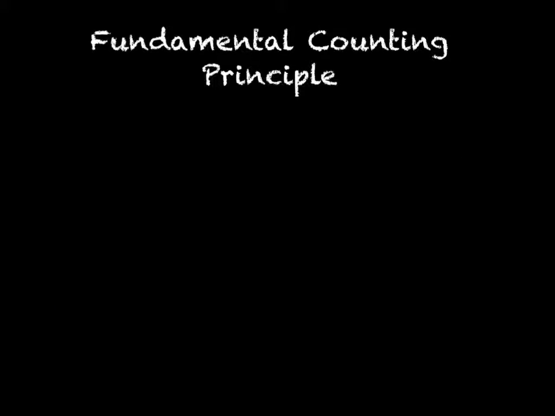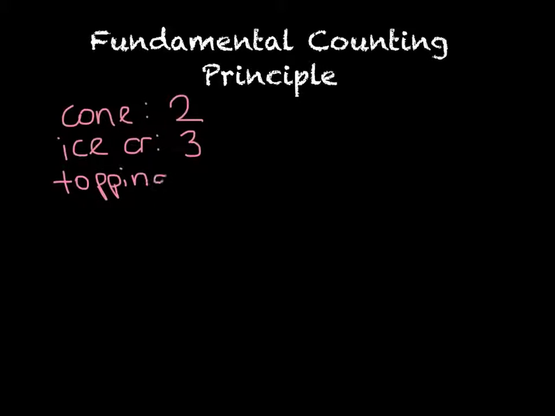Another way to do this without using a tree diagram is by using the fundamental counting principle. So in our example from earlier, we had an ice cream shop that had 3 choices. The first choice was for the cone type. Remember, that was sugar and waffle. So there were 2 options for that. The second choice was for the ice cream type. Remember, there were 3 options for that. And then toppings, there were also 3 options for that.